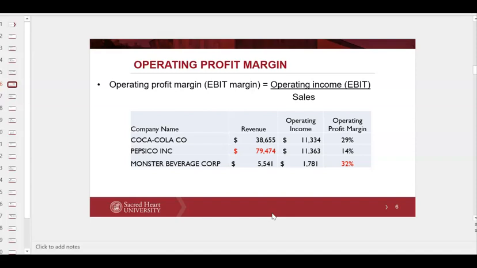Here we see the operating profit margins for our three companies, Coke, Pepsi, and Monster. Again, Pepsi has by far the highest revenue, but look at which company has the highest operating profit margin. So what can we say about Monster? Even though it didn't bring in nearly as much in sales dollars, it by far had the lowest relative operating expenses, and therefore was able to keep more of those sales dollars, percentage-wise, compared to Coke or Pepsi.